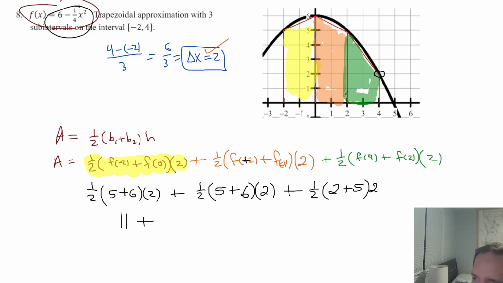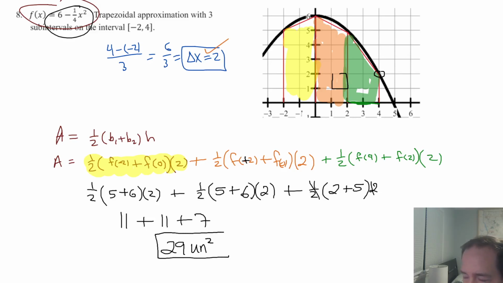The next guy that we decided is congruent to the yellow, the orange, he should be 11 also. And then just this green guy is, well, half of 2 is 1, 5 plus 2 is 7, 7 times 1 is 7. So we're getting 22 plus 7, which is 29. 29 what? Well, we are back to just approximating area. Now I don't know what these units are. Is this a foot by a foot, an inch by an inch? Well, it doesn't say, so you need to just call this 29 square units. There's no context to this problem. We're just finding an area, so just give it to me as square units.